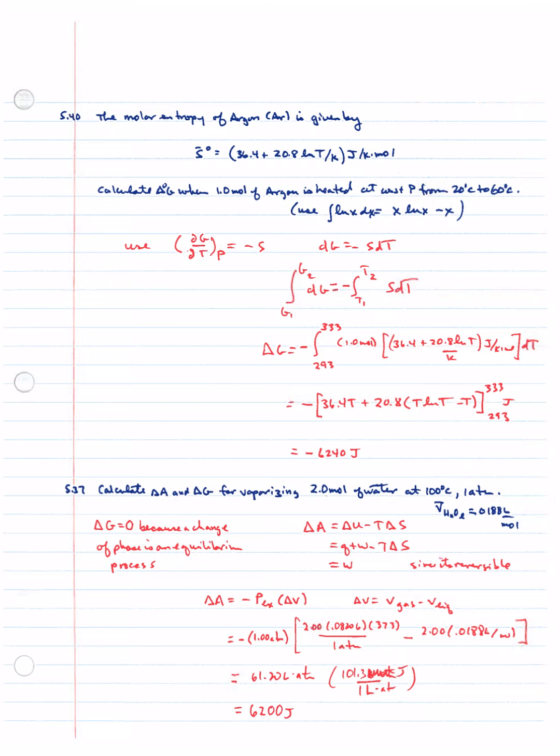Calculate delta G naught, my naught's in the wrong place, where 1 mole of argon is heated at constant pressure from 20 to 60. So use this re-expression of the integral. We're going to use our partial expression we had earlier, rearrange it, take the integral of both sides. We get a number minus 6240. So we expect the Gibbs energy to drop when we increase the temperature, which is something that we said earlier.